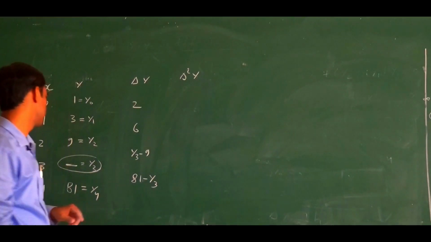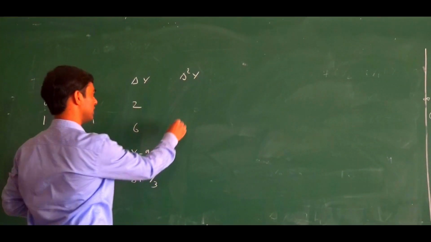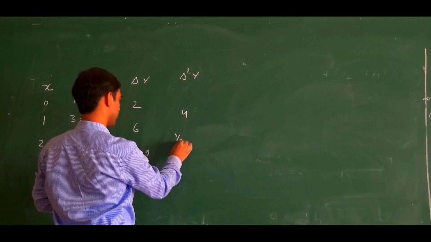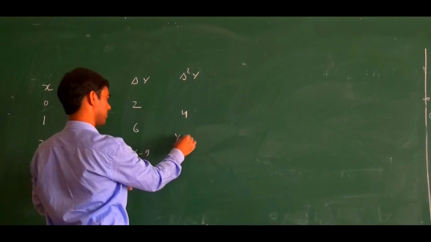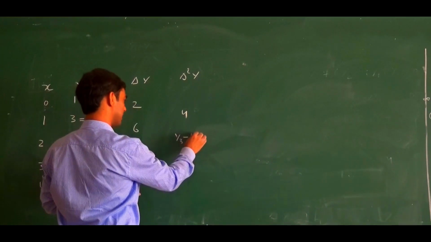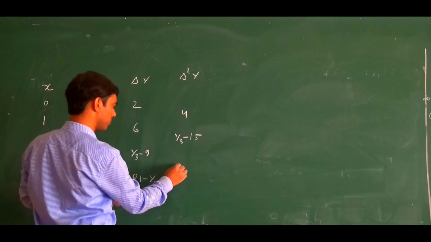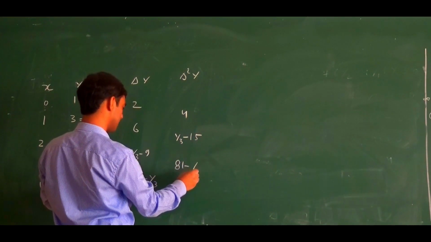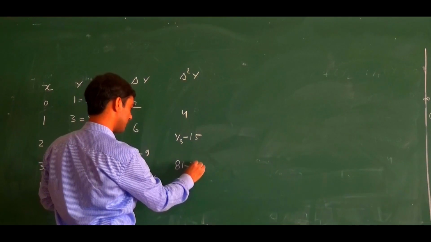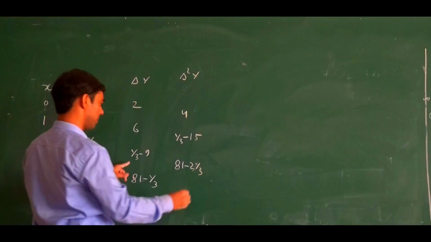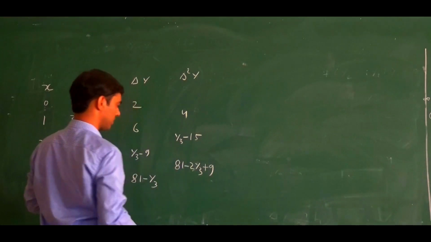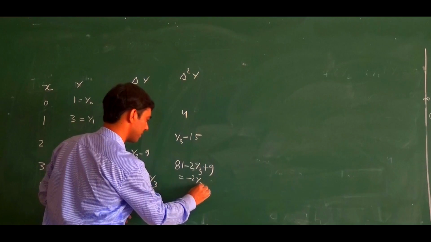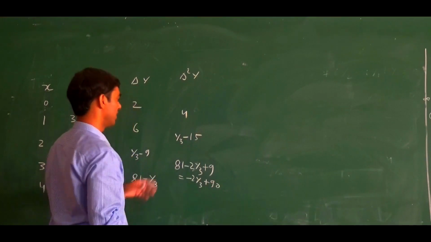Now what is the value of del 2y? 6 minus 2 is 4. Then y3 minus 9 minus 6 is y3 minus 15. And 81 minus y3 minus y3 is 81 minus 2y3, plus 9.